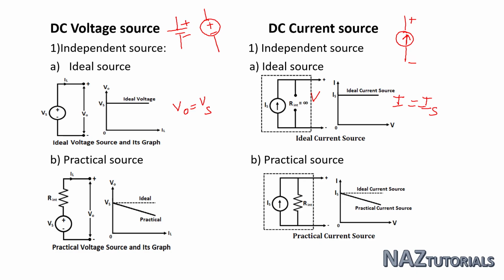Now in a current source, I is equal to Is, and in a voltage source, V0 is equal to Vs. You see the practical source has some internal resistance. In a voltage source, the internal resistance will be in series, and in a current source, the internal resistance will be in parallel, because it gives some drop in the output values. For a voltage source, V0 is given by V0 is equal to Vs minus IL into the internal resistance.